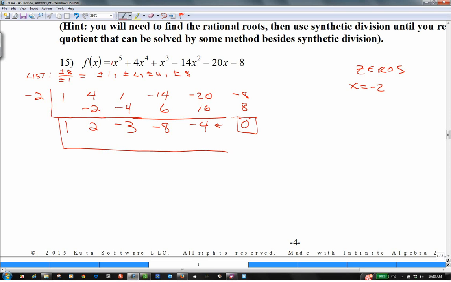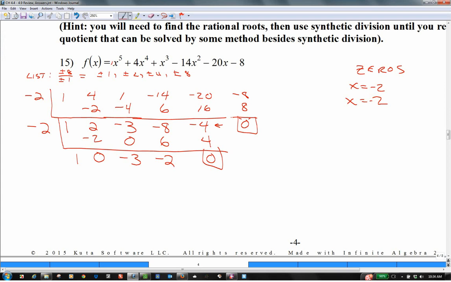Now I'm going to guess a -2. 1 times a -2 is a -2. Add 0. 0 times a -2 is 0. Add is a -3. -3 times a -2 is 6. Add, it's a -2. -2 times -2 is 4. Add, I get a 0. So I have x equal to -2 again. Now I could have used a -1 or some other one of my possible zeros. I just happened to get lucky when I guessed a -2.